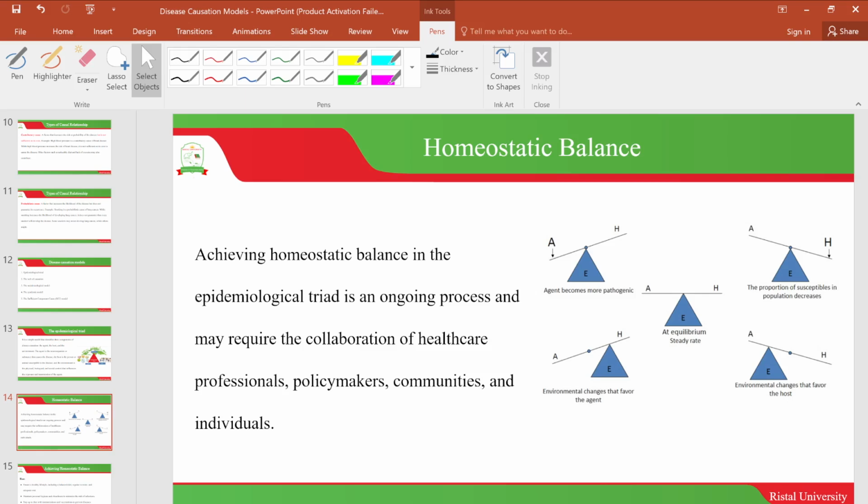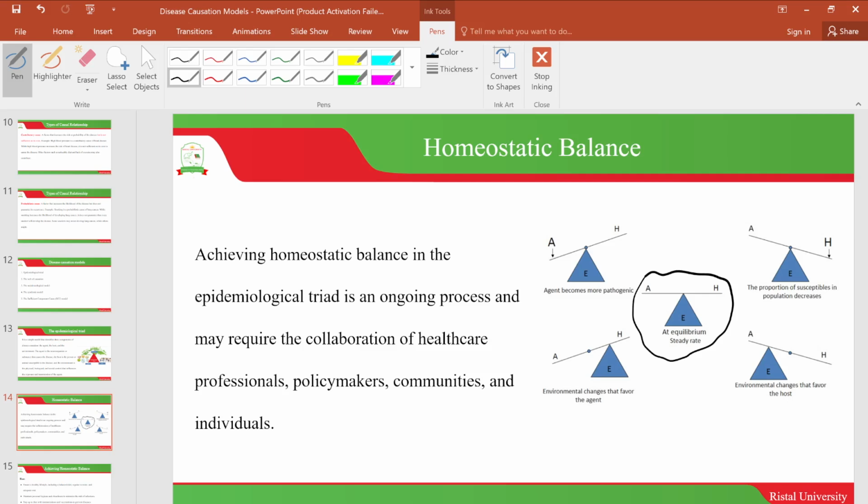Okay, so that is when you have the host outweighing the agent. And then the equilibrium, of course, is when the agent and the host are balancing each other out. So this is what we call the steady state. But of course, in natural settings you don't have a steady state happening.